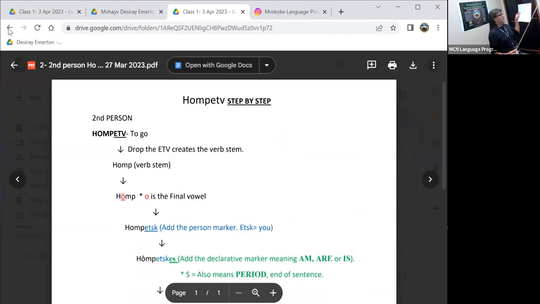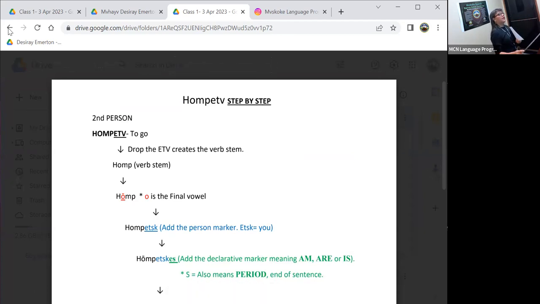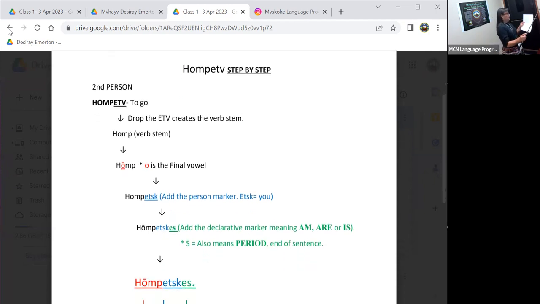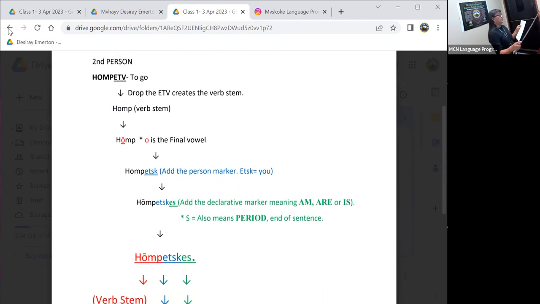Using the same notes, the only thing that's going to change is step number 3, to add the person marker. So right now we have humbada, to go. We're going to do the same steps. We drop the ETV, which creates the verb stem. So here is the verb stem. You L-grade the verb stem, you lengthen the final vowel of the verb stem. If the final vowel is a V, change it to an A unless it's followed by MK, NK, or T. If it is, leave it a V. The rest of the final vowels get a mark over. And that's where that comes in. That's where the vowel is lengthened, the final vowel of the verb stem.